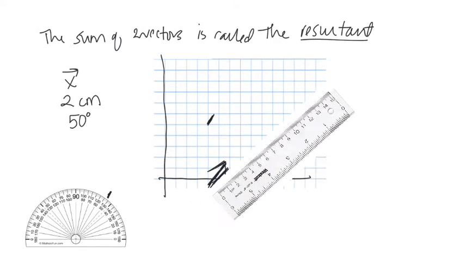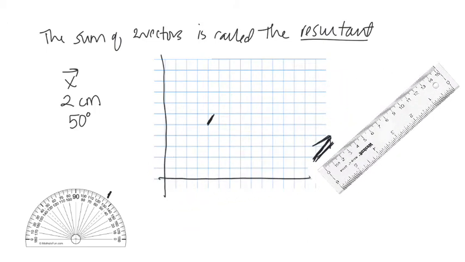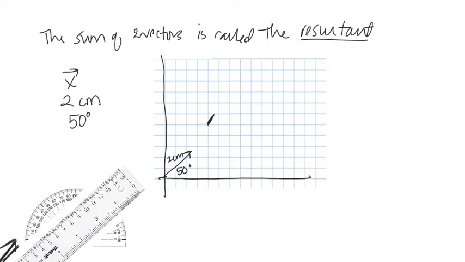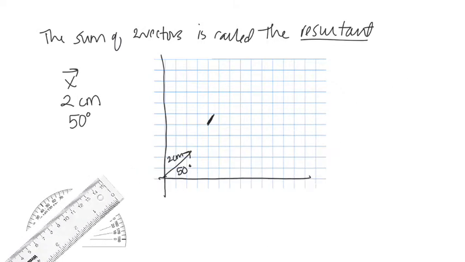So here's going to be my, oh, and now they're connected. This isn't going well for me at all. Let's just say it looks like this. Okay, so we're going to pretend this is 50 degrees and that this is 2 centimeters. Okay, so that's my vector X. My next vector Y is going to be 1.6 centimeters and 320 degrees.